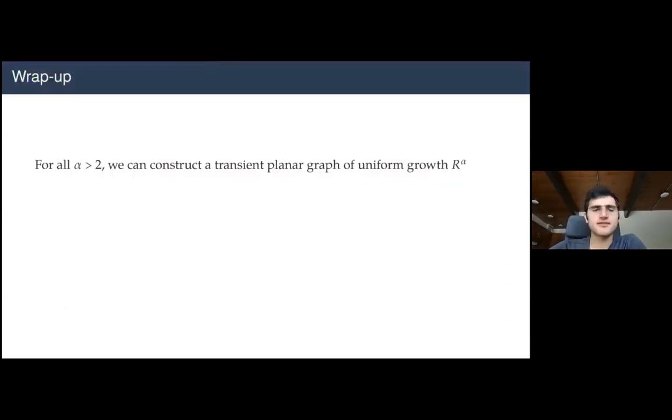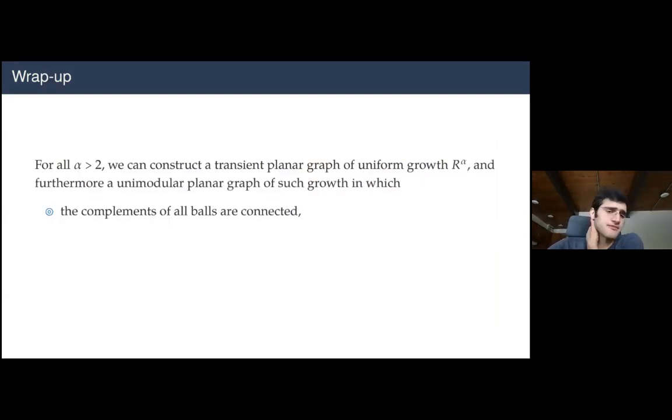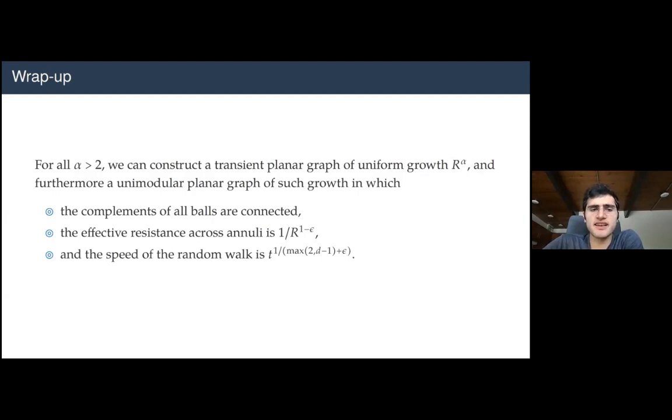So let's just wrap it up now. I told you that for any alpha greater than 2, we can construct a transient planar graph of uniform growth R to the alpha. And furthermore, a unimodular random graph in which the complements of all balls are connected, with subconstant effective resistance across annuli, and the speed of the random walk is about 1 over d minus 1.